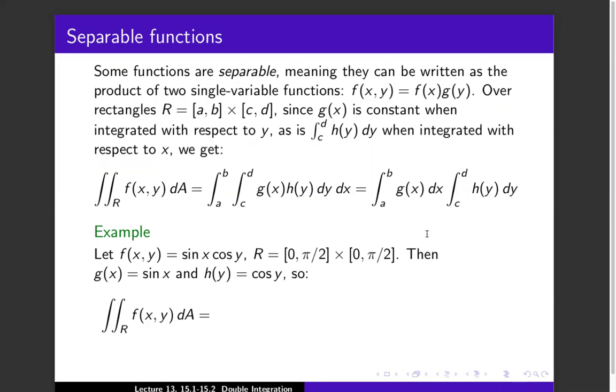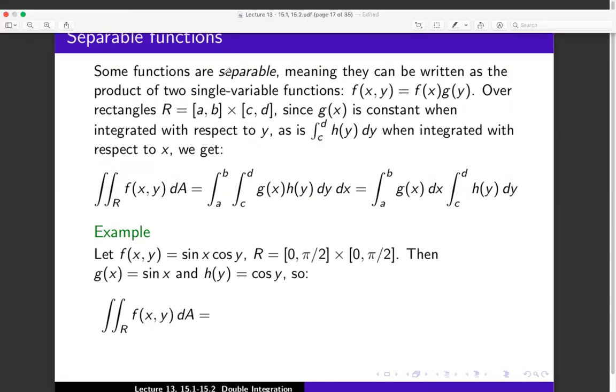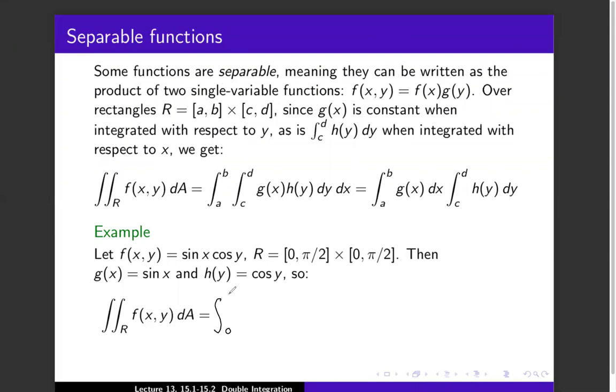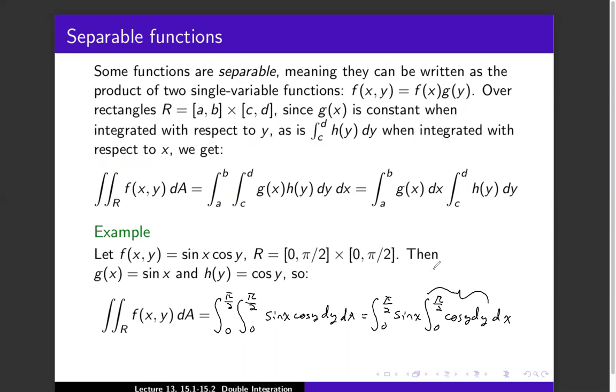So let's do an example of this. Let's say that we're working with the function f(x,y) equals sine x cosine y. If you integrate that as you would a separable function, that becomes the integral from 0 to pi over 2, integral 0 to pi over 2, sine x times cosine y dy dx. Now if you factor out the sine x, integral of sine x, integral from 0 to pi over 2 of cosine y dy, dx. But now notice that this term is constant with respect to x.